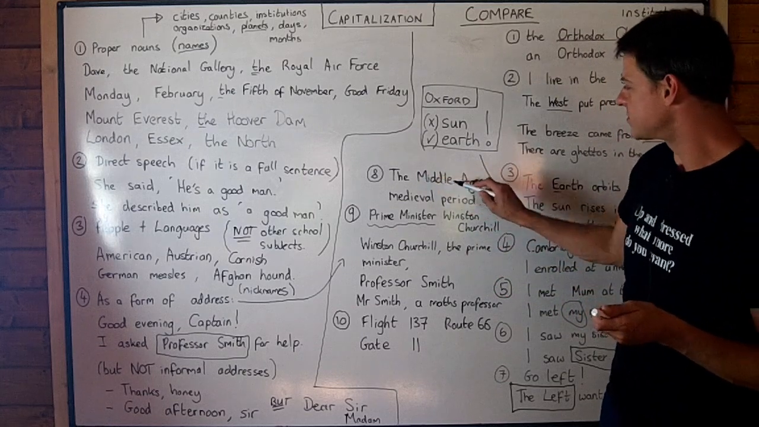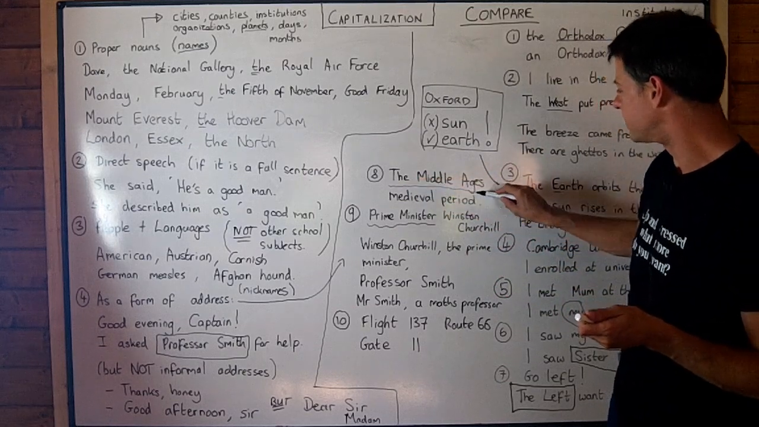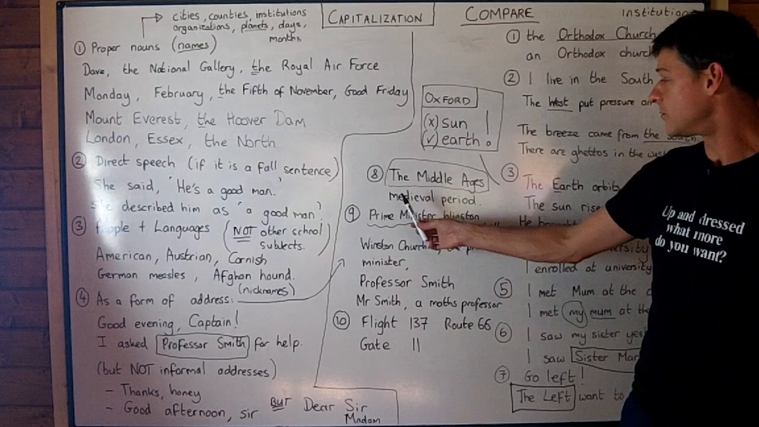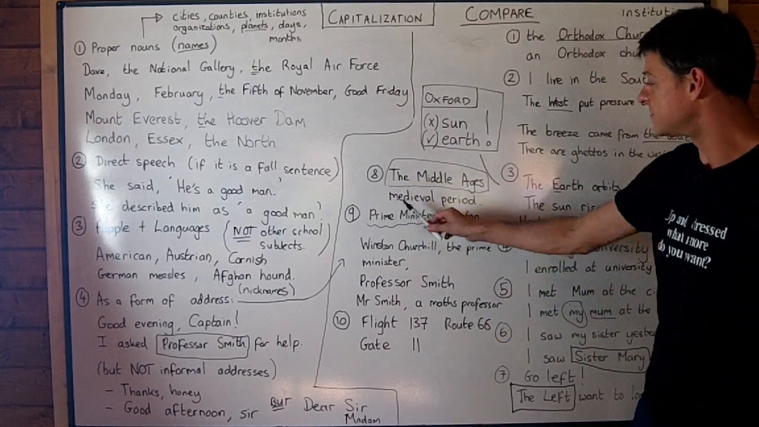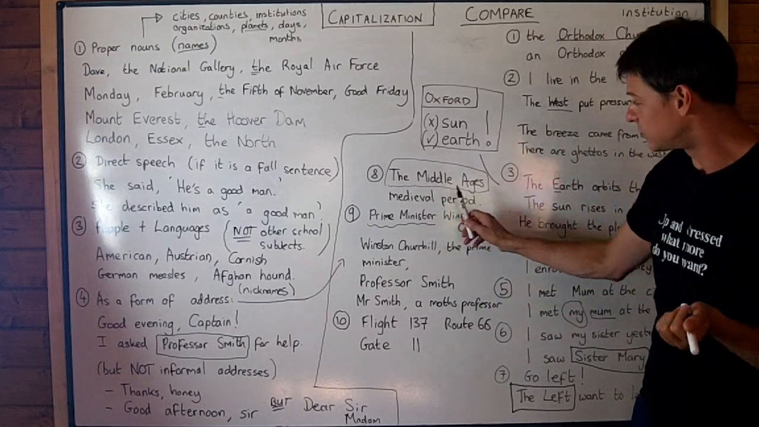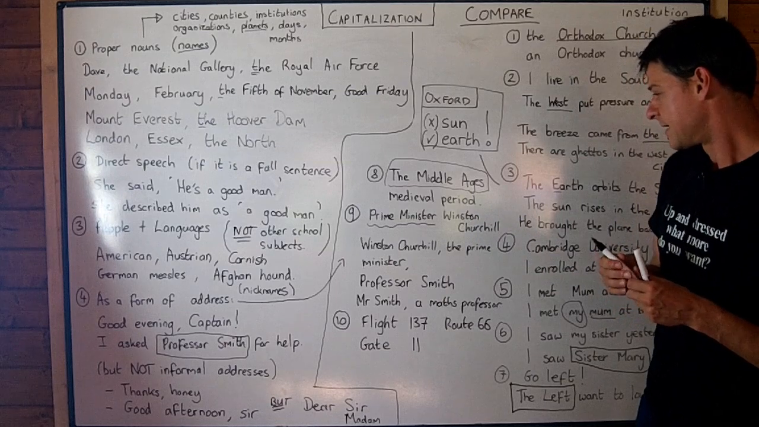Okay, we also use capital letters with periods, historical periods like the Middle Ages, because it's the name for that period. However, we would say the medieval period because that's not its name, it's just a simple adjective and noun. So this one wouldn't be capitalised.